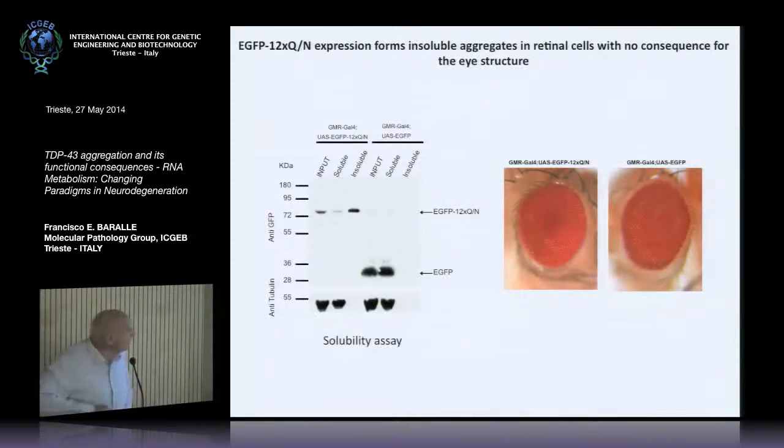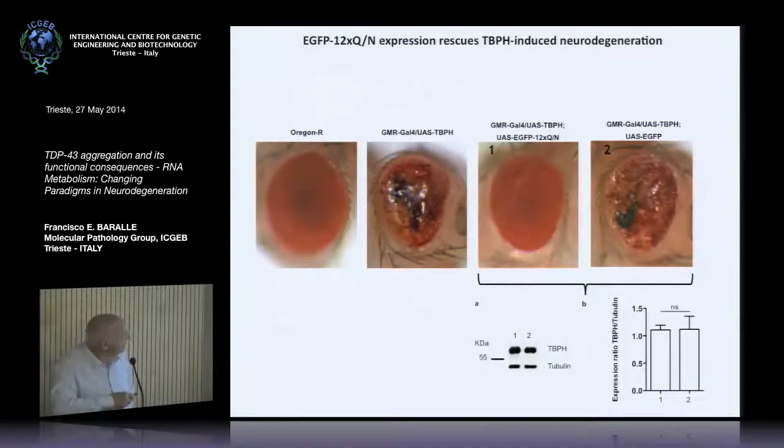If you instead overexpress the Drosophila equivalent of TDP, there is necrosis of the eye, there is neurodegeneration. But if you co-express GFP12QN, produce aggregates, and excess of TBPH, then you get a nice eye again. And that obviously we interpret that the 12QN aggregates are mopping up all the excess TBPH and allowing the structure of the eye to develop.